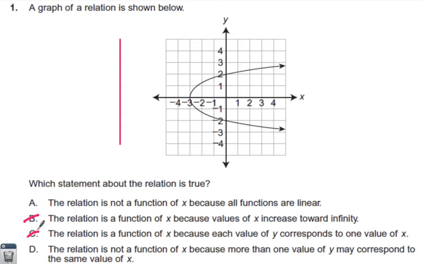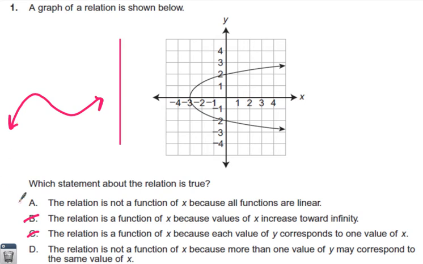So I guess the question is, is this graph not a function because all functions have to be linear? Do all functions have to be linear? Do all functions have to be lines? No, you could have something like that pass the vertical line test. So it's looking like it's not A, so it must be D, right?